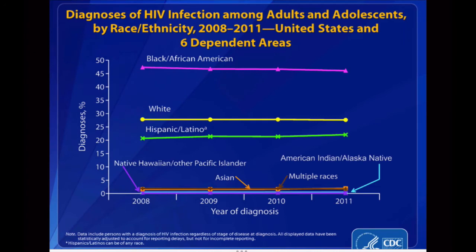We can see a change in the race and ethnicity most affected by HIV since the 1980s. Today we see that Black and African Americans are more affected than the other ethnicities in the United States.